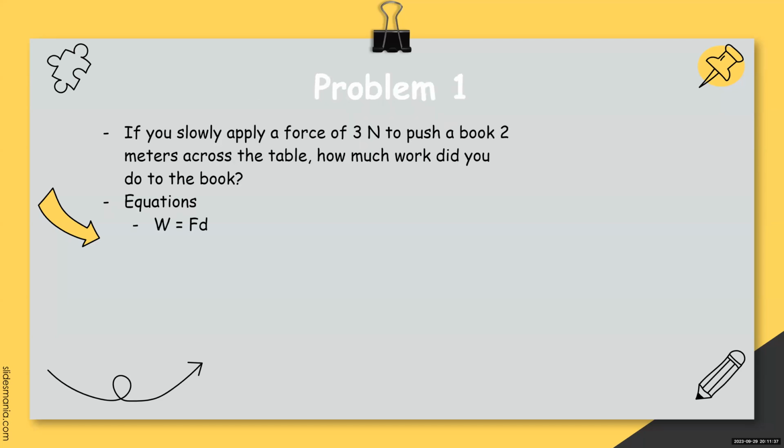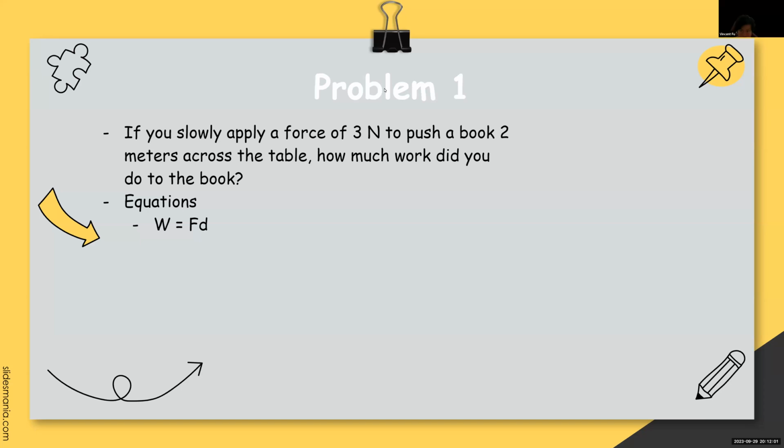So here's problem 1. It's a pretty basic problem. If you slowly apply a force of 3 newtons to push a book 2 meters across the table, how much work did you do to the book? Try to do that question and put your answers in the chat. Or you can say it. 6 joules.